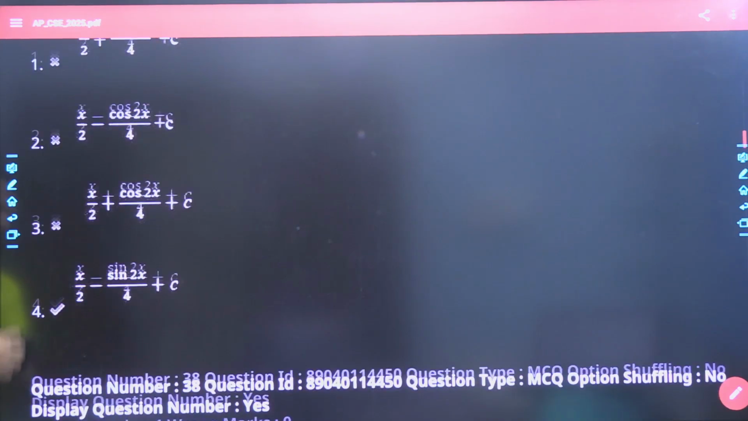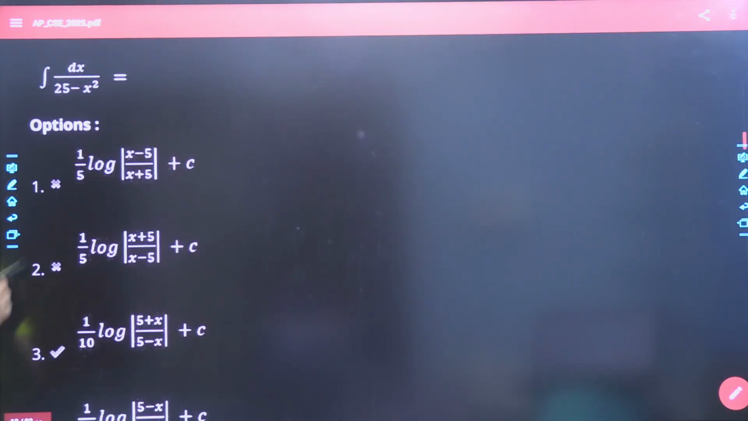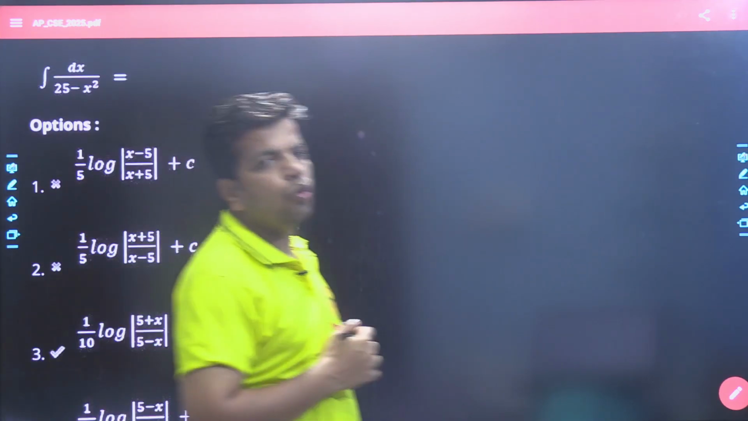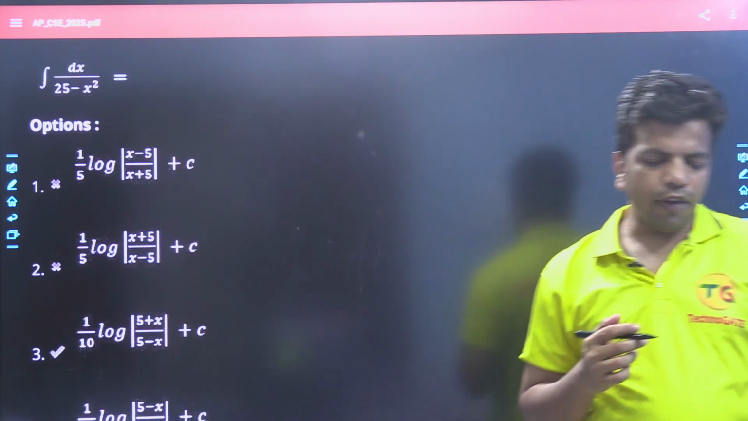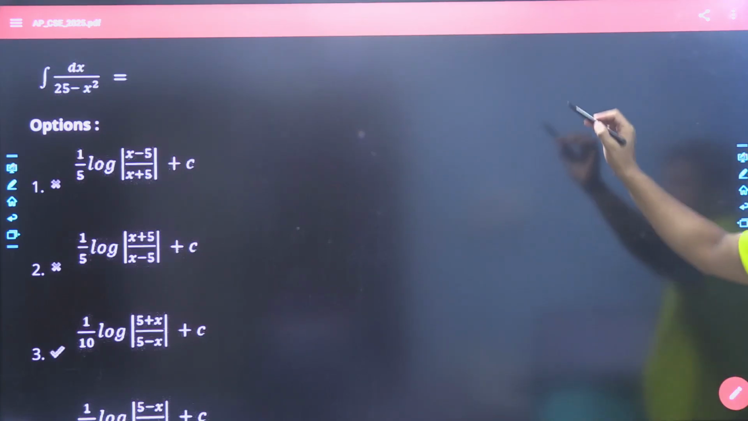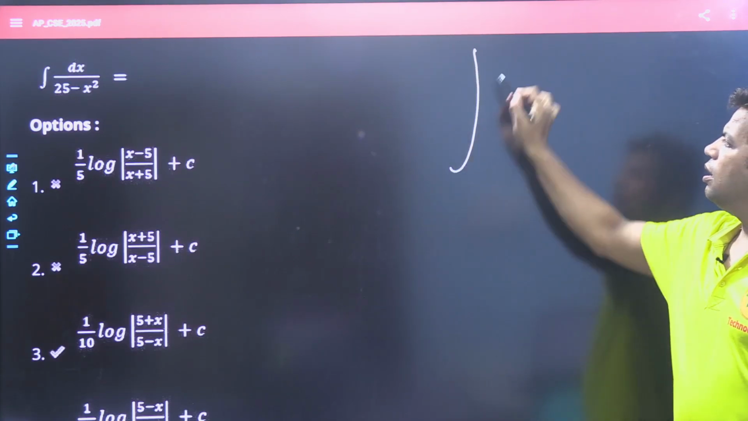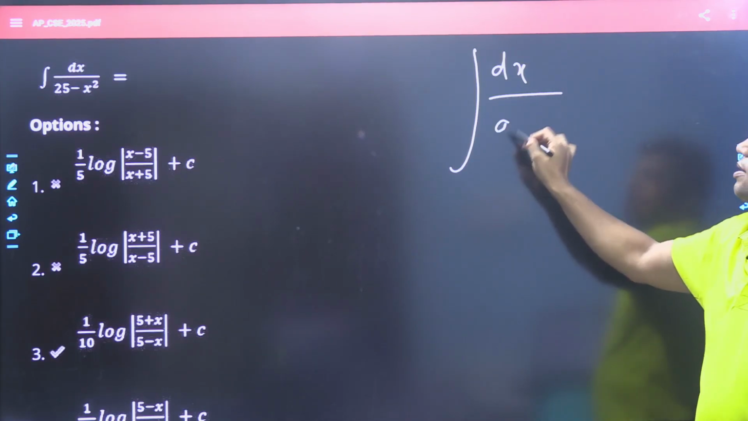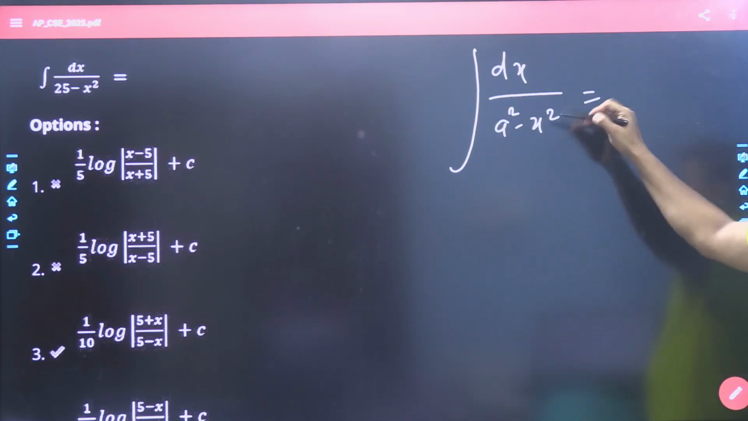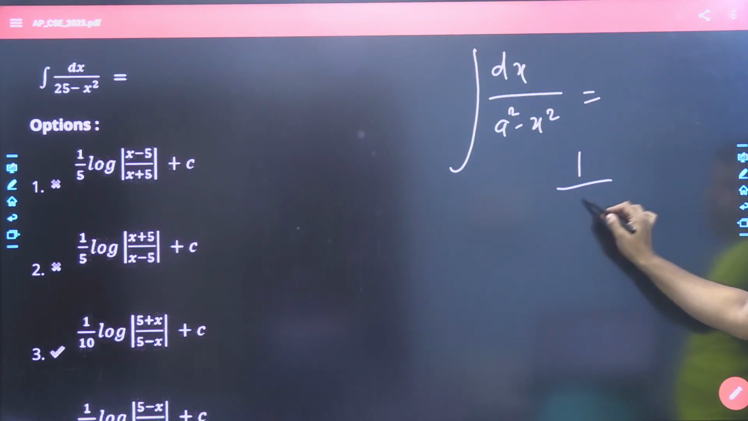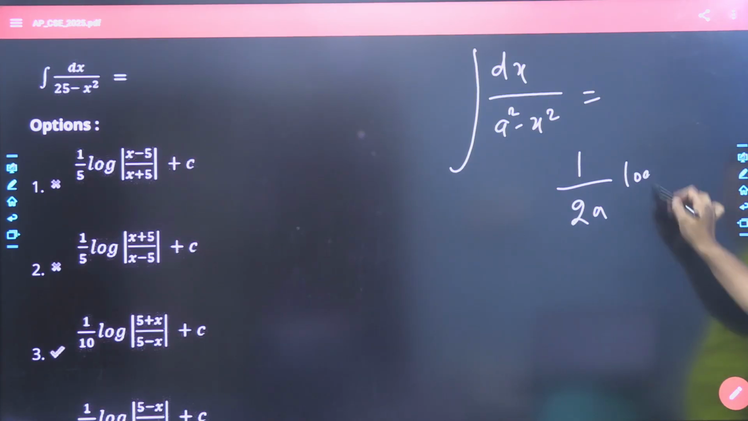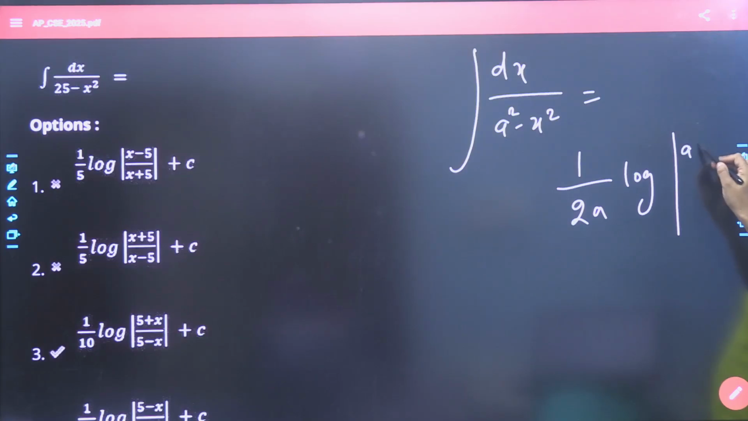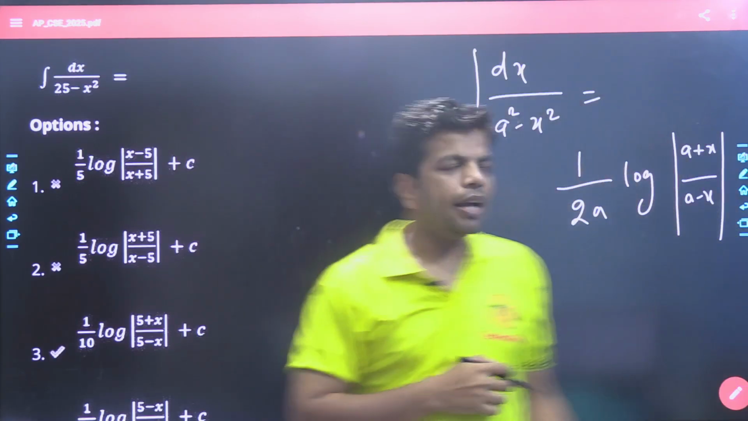This fourth one. Let's see the next question. You need to take the integration of dx upon 25 minus x square. So 25 minus x square, what can we say? Just recall the integration identity, 1 upon a square minus x square. If we take the integration of this, it's simply 1 by 2a log of (a plus x) upon (a minus x). Just compare this with that.